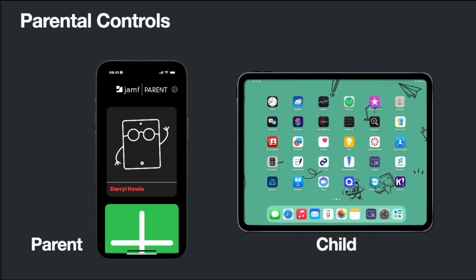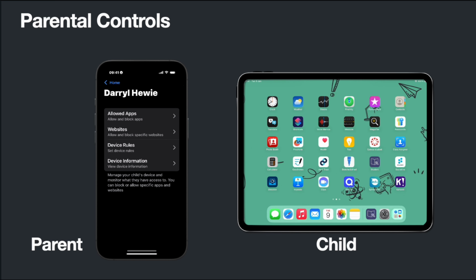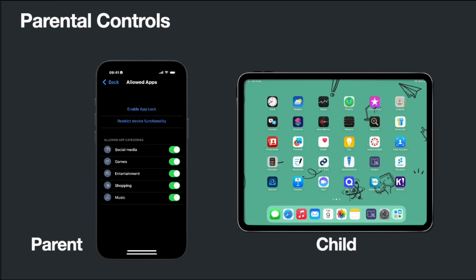If I choose my child on my parent device, you'll see I've got some options here. Now, this is one of the updates, so if you've been using Jamf Parent before or you've seen it in action before, there are some slight changes here. Some of the terminology slightly changed, but also just that ease of access into what you want to get set up for your child. Let's take a look at allowed apps, for example. If I tap on allowed apps, no surprises here. It's going to allow me to take control of some of the applications on the device.